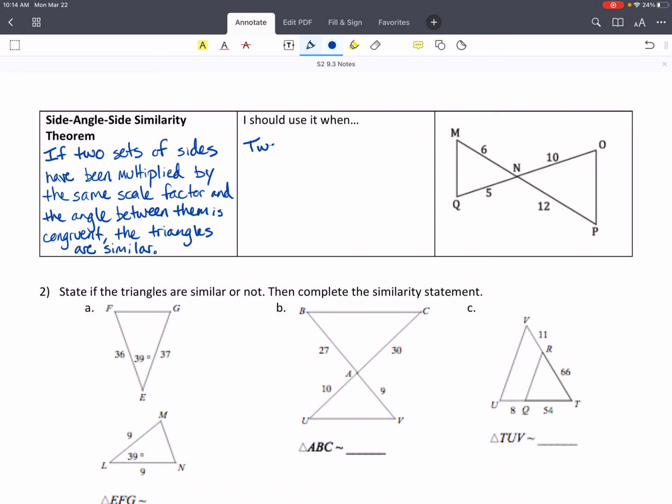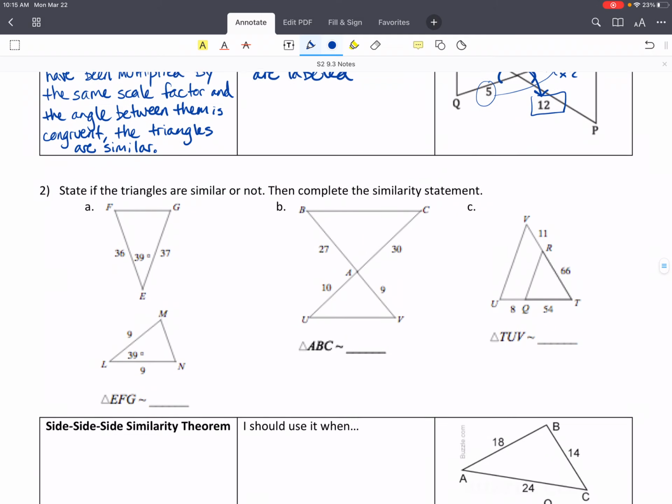And this should be used when you have two sets of sides labeled, like the example right over here. So in this example of MNQ and NOP, I have a set of vertical angles here. And here, 5 goes to 10, 6 goes to 12. They're both being multiplied by 2. And so that's enough to show that the triangles are similar.